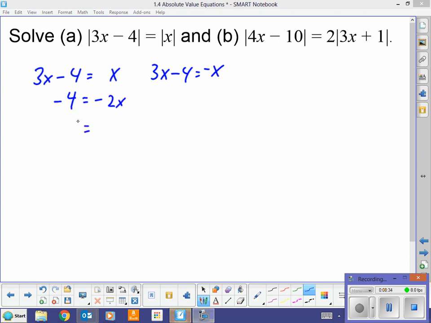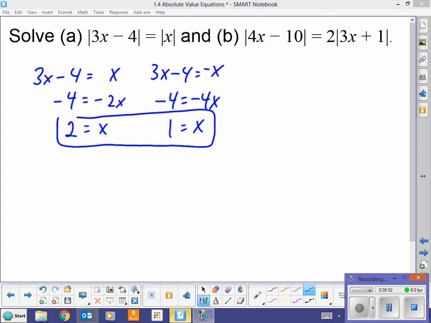So negative 4 divided by negative 2 is 2. And over here, if I subtract 3x from both sides, negative 4 will equal negative 4x. So x will equal 1. So those are the two solutions on this one. And over here, 4x minus 10, let me put a little line right here.